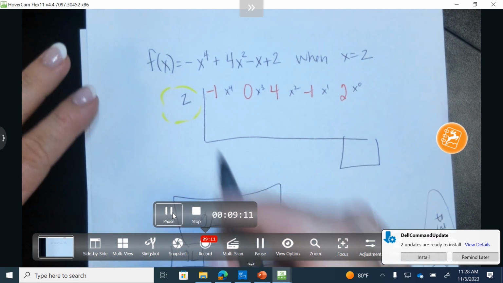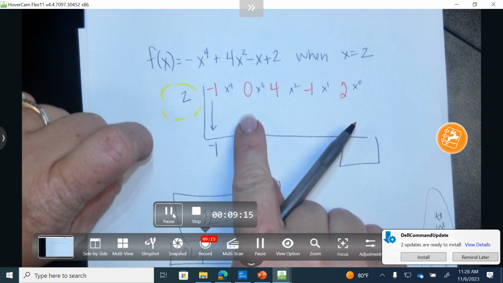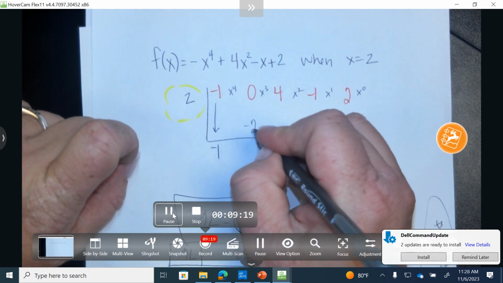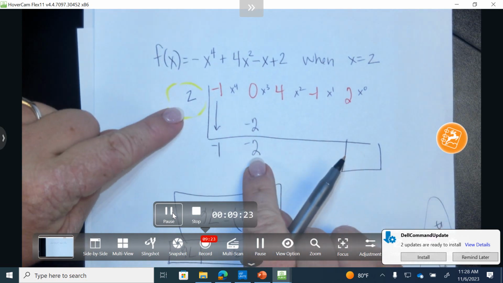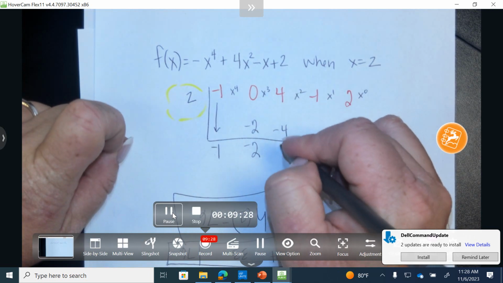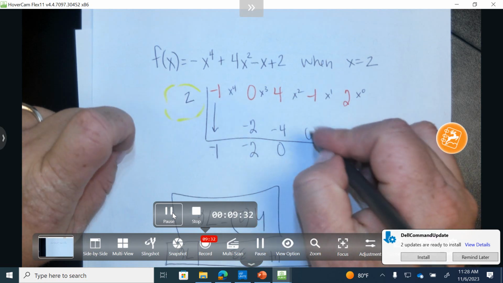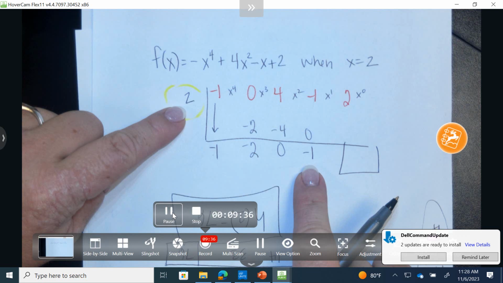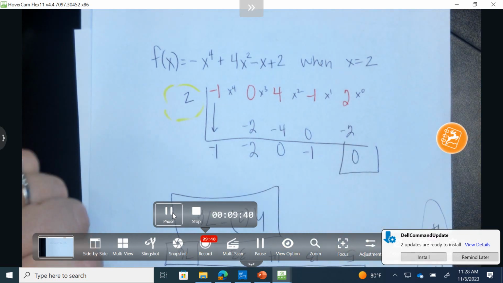Okay, here we go. So dropping down for the D, and then it's multiply, add, multiply, add, multiply, add. Multiply to get -2, add down to get -2. Multiply to get -4, add down to get 0. Multiply to get 0, add down to get -1. Multiply to get -2, add down to get 0.